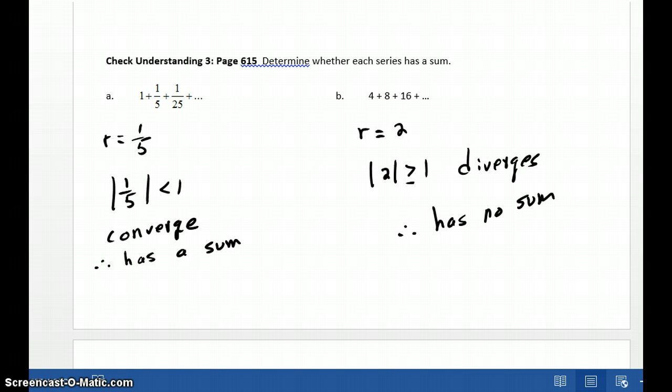B, the R value is 2. The absolute value of 2 is greater than or equal to 1, so it diverges. This series has no sum. It has no limit.